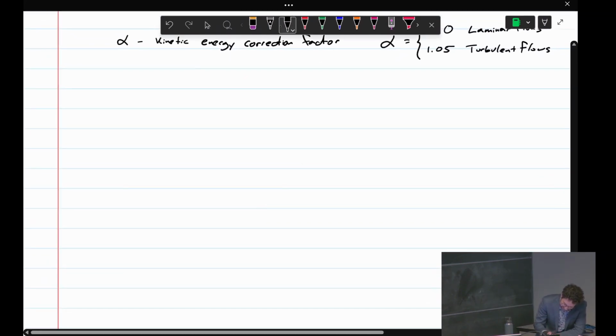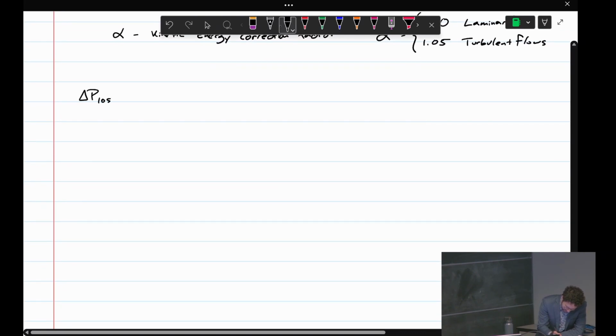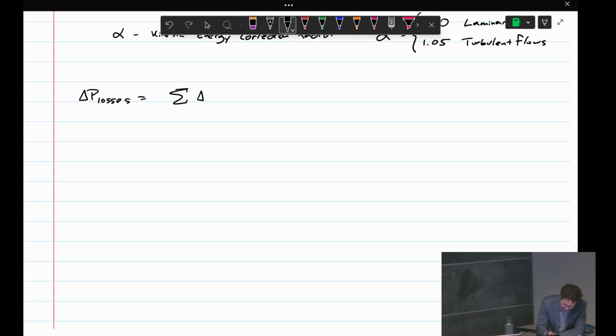Okay, the delta P losses. We need to sum the major and minor losses, and that's equal to this sum here. F is the friction factor. Major losses are f L over D, rho v average squared over 2.